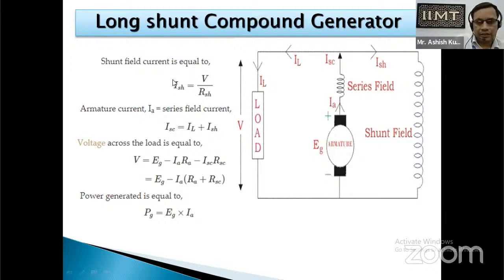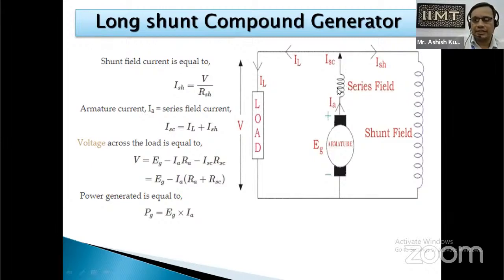So here the shunt field winding current can be calculated using the formula V upon RSH. Armature current Ia is equal to the series field current. So ISC is equal to Ia, and Ia is equal to IL plus ISH. Voltage across the load is equal to the generated EMF across the armature minus the voltage drop across the armature winding, that is IARA, minus the voltage drop across the series field winding, that is ISC into RSC.